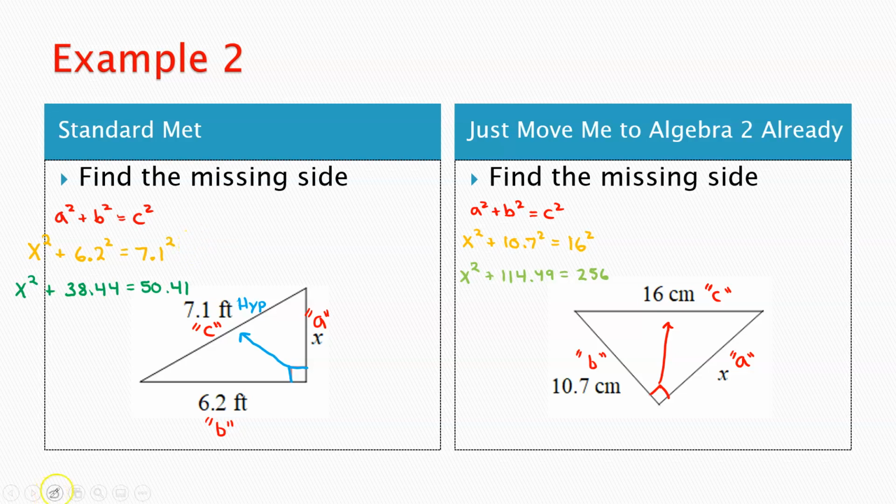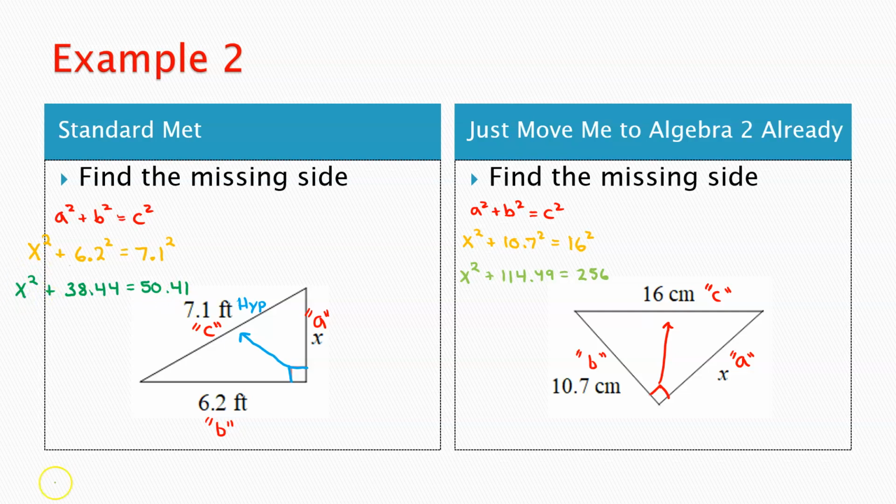Then I actually multiplied what I knew. I did 6.2 to the second power, which gave me 38.44. And I did the same thing over here with the 7.1. 7.1 times 7.1 gave me 50.41. Now, I can't really do anything with the x squared right now.